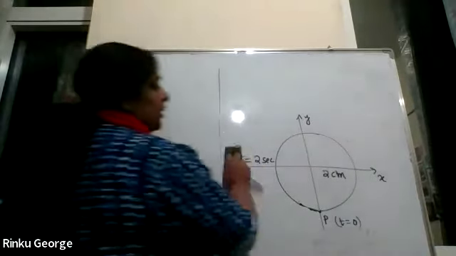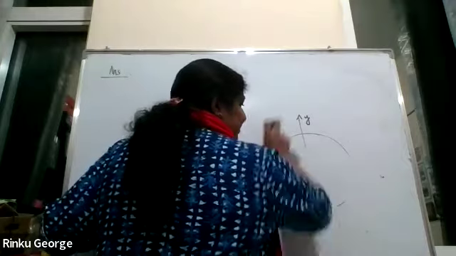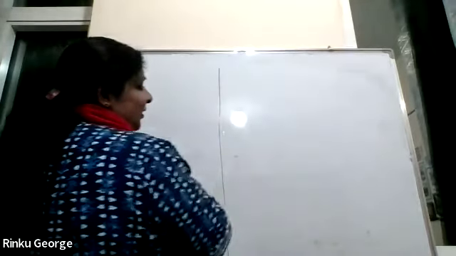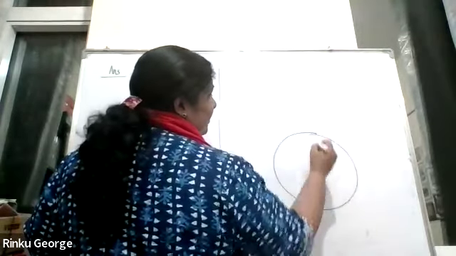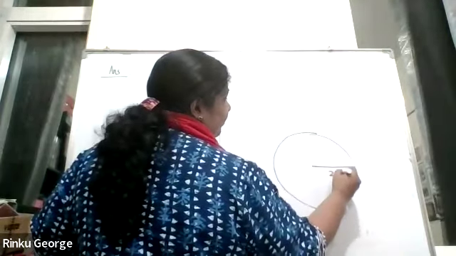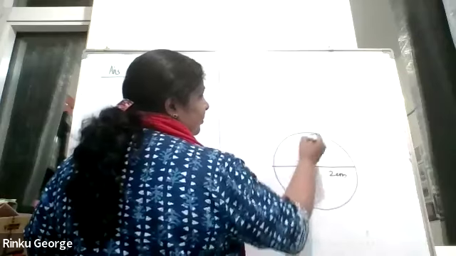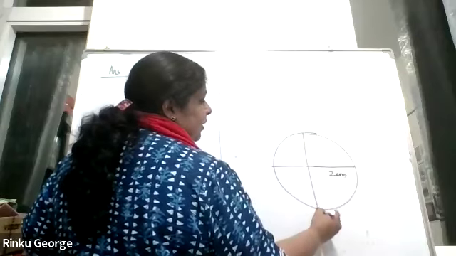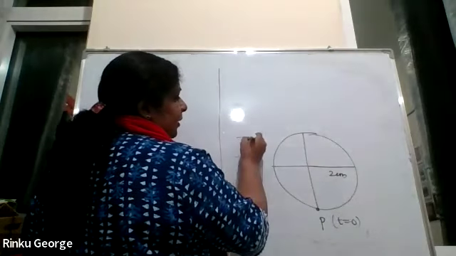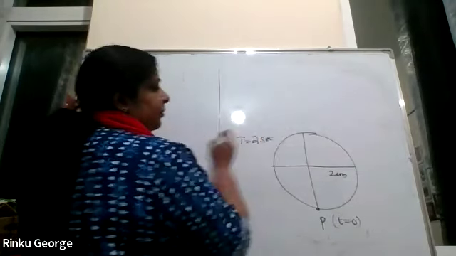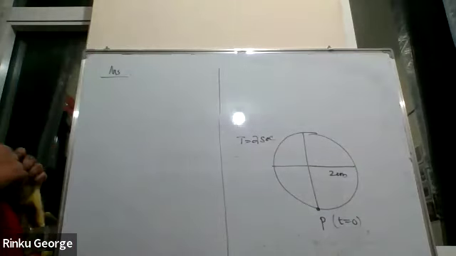See, this object is moving in... I'll draw it again. Anyway, I have to draw. This is 2 centimeter. This is the initial position at t equal to 0. Time period is given as 2 seconds. This is the diagram.